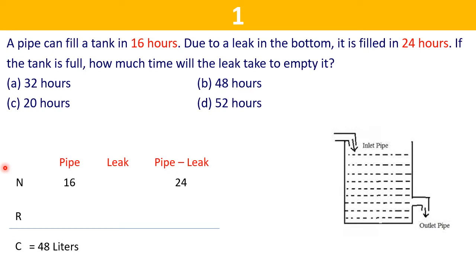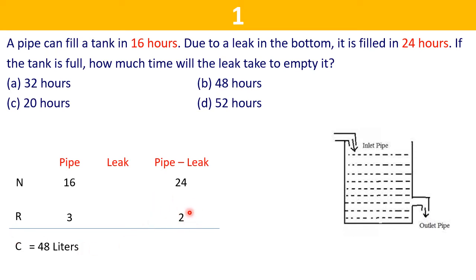So if 48 liter is the capacity of the tank and the pipe can fill it in 16 hours, what is the rate of filling pipe? It is 48 divided by 16, that is equal to 3 liter per hour. And if both are working, it takes 24 hours. So here what is the rate of filling? 48 divided by 24, that is equal to 2 liters per hour. So pipe is adding 3 liters of water in the tank every hour, and if leak is opened, only 2 liters is getting stored in the tank here.